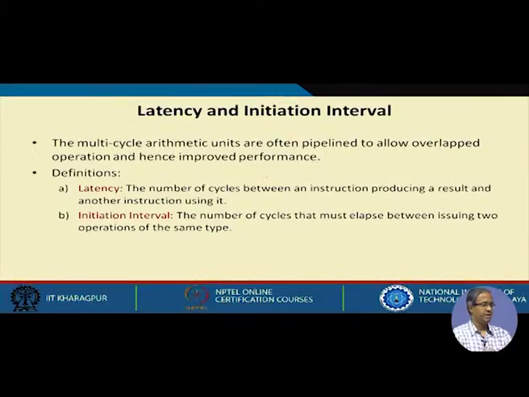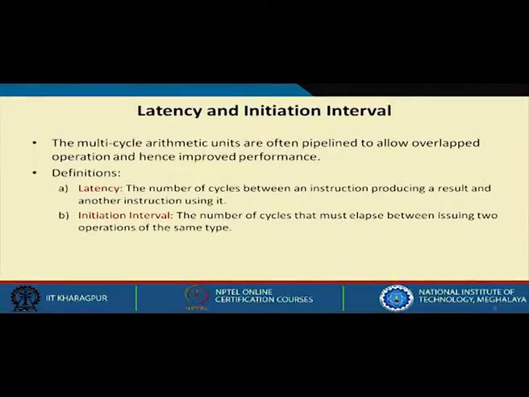Fine. Now, latency means, we are talking about data dependencies. There is one instruction which is producing a result and another instruction which is using it. So, what is the minimum number of clock cycles required between them? Like we had seen earlier, a load instruction followed by its use in the integer case required 1 stall cycle, which means latency was 1. But for floating point operations latency can be more. An initiation interval means how frequently we can issue instructions of the same type.